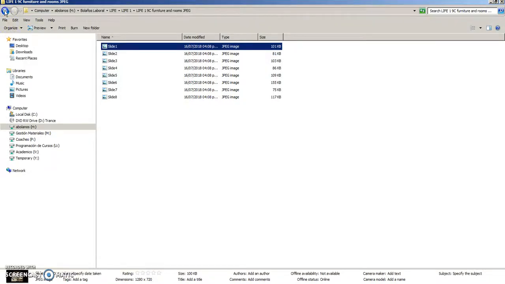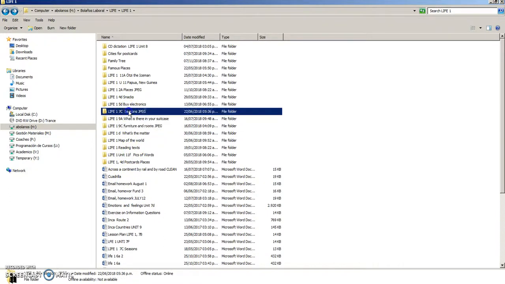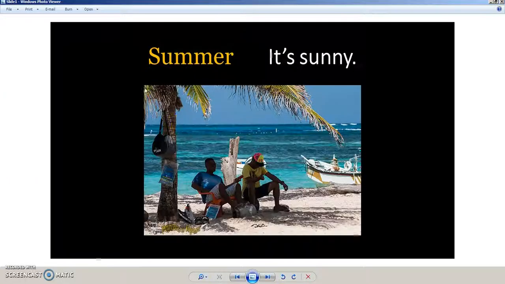Okay, another example that I want to show you is also in Life 1, Unit 7C, about seasons. You can see there is another element. So we have the picture, the word, and a phrase here. The idea is that the students practice the vocabulary about the seasons looking at the picture, and also describe the weather and the activities people do.